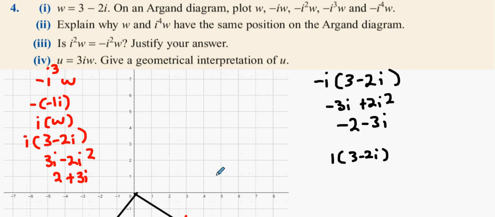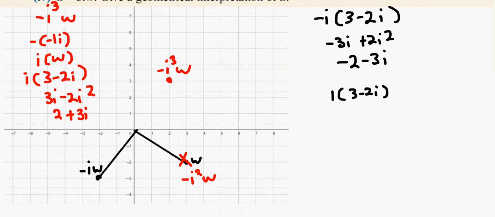Now, what we're going to get next, guys, is 2 plus 3i, minus i cubed W. Now we can see that if we just map its progress, W was here, minus iW was here, minus i squared W was here, and now minus i cubed W is up there. So, as you can see, there's no trend emerging.